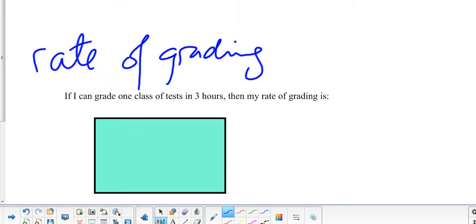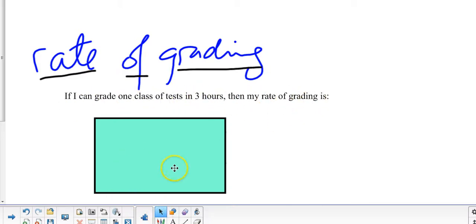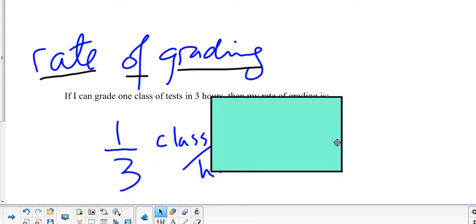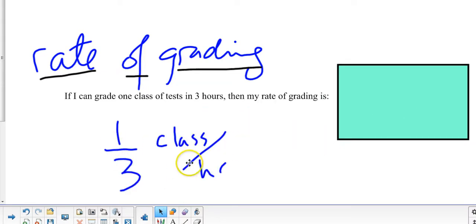And so this is saying that maybe my rate, again, is comparing two measurements. My rate of grading. So if I can grade one class of tests in 3 hours, then my rate per hour is 1/3 of a class per hour. And so you see how if it takes me a total 3 hours to complete the job, the individual rate per hour would be kind of the reciprocal of that, right? 1/3 of the class per hour. If I can grade one class in 3 hours, my per hour or rate is 1/3.